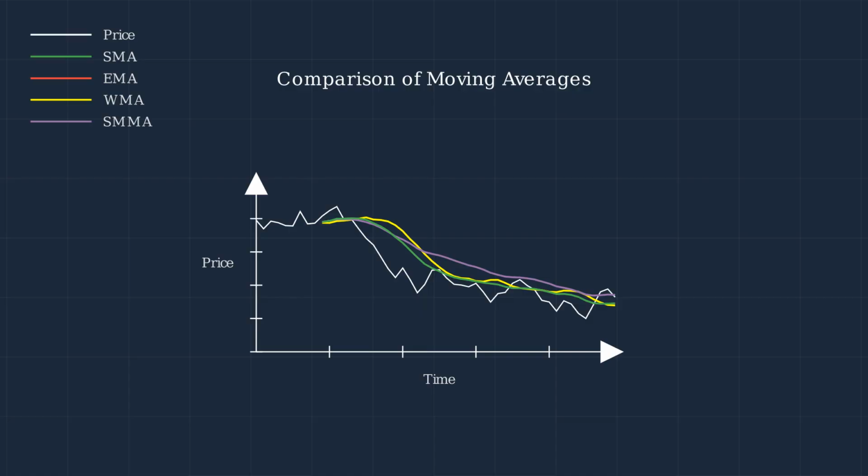When comparing these moving averages, we can see that they have different responsiveness to price changes. The EMA reacts quickest to price changes, followed by the WMA, then the SMA, with the SMMA being the slowest to respond. This responsiveness affects how quickly crossovers occur, with more responsive moving averages generating signals earlier, but potentially with more false signals. The golden cross is one of the most significant technical patterns in market analysis.